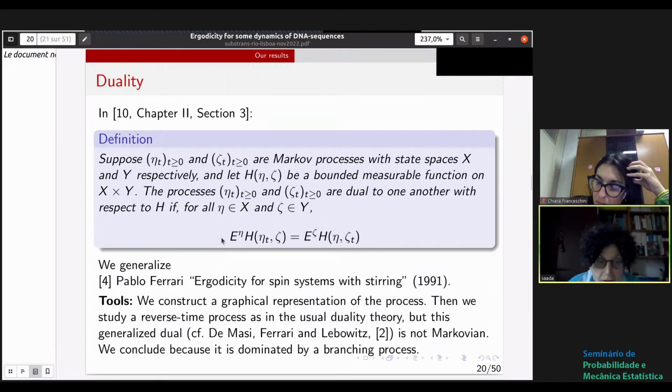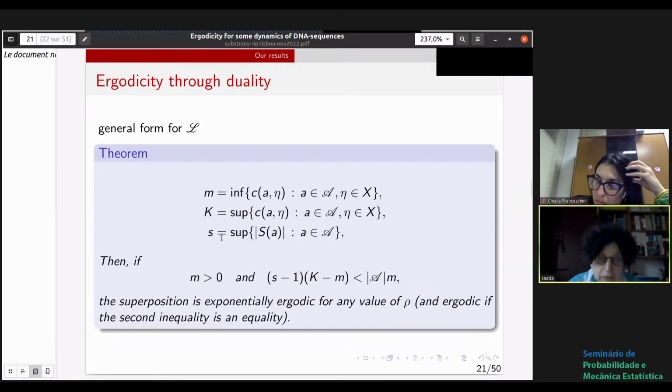So I will not give too many. Okay, if I have time, I'll explain the constructions. And okay, so what results do we get?